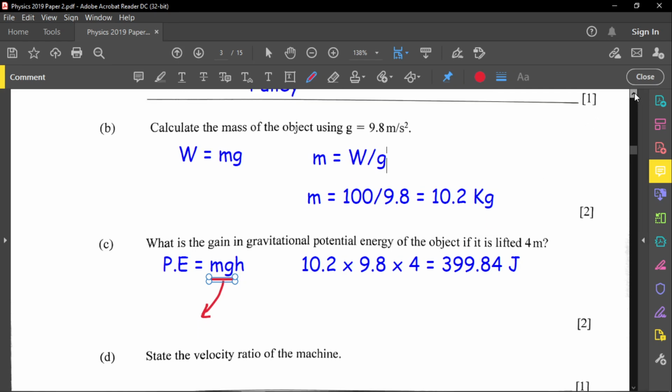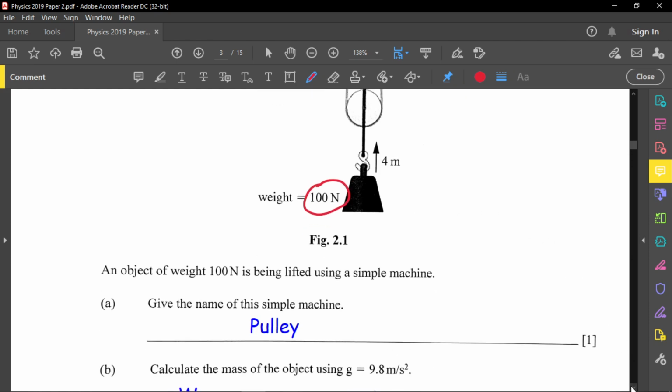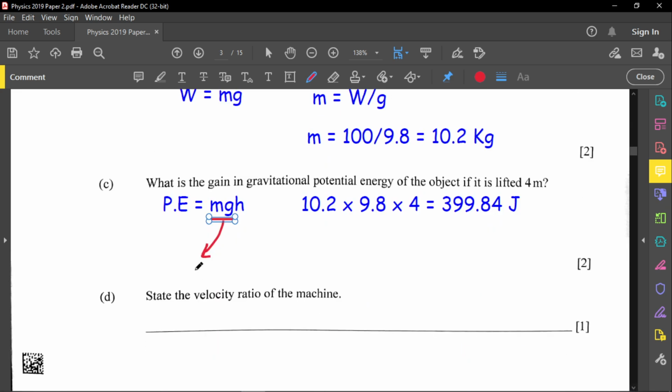Let's show you what I'm talking about. The weight here is 100 Newton. That's the weight, 100 Newton. So therefore I could put my mg to be 100 Newton, right? And my height will be 4. So I could multiply 100 by 4. What do I get here is 400 joules.